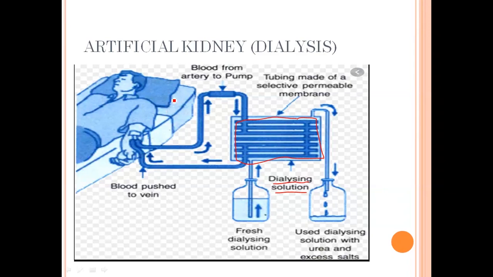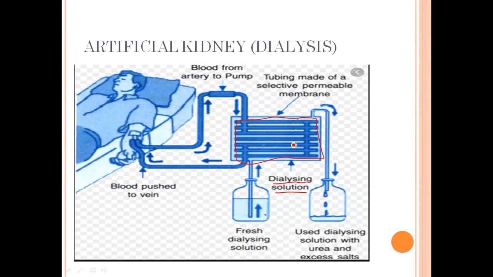The blood from the patient's body is allowed to flow through these tubes. The blood is taken out from the body of the patient through a suitable artery. Generally, the radial artery is taken in order to remove the blood from the patient's body, which is then taken to this system of tubes present in the dialyzing chamber.